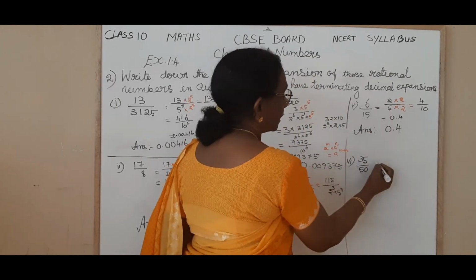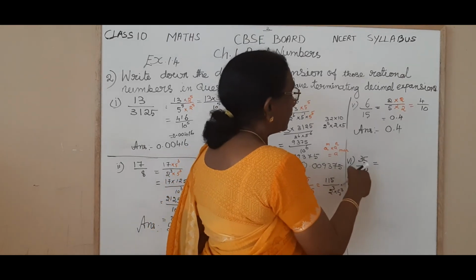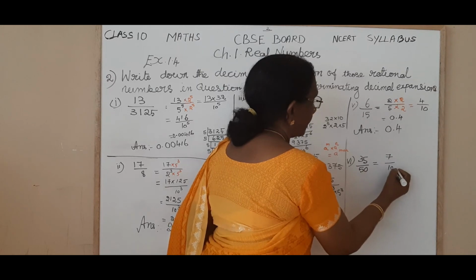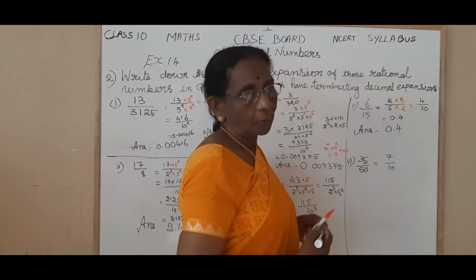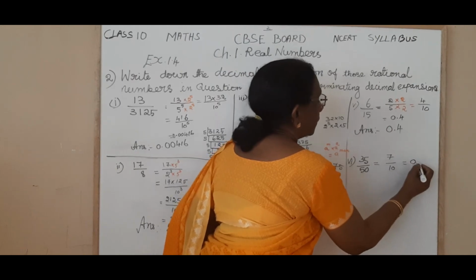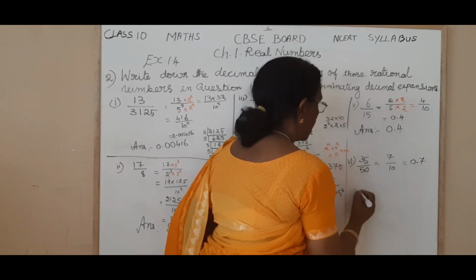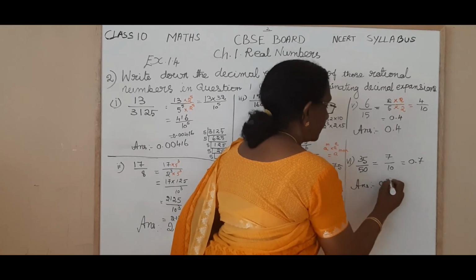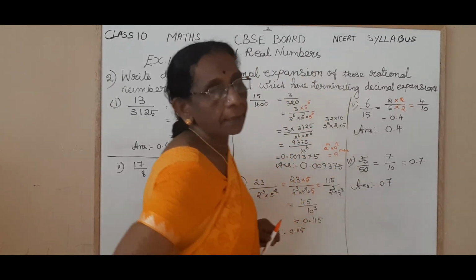Now here also you can simplify by 5. 7 5s are 35. 10 5s are 50. So the denominator is 10. So it is easy to write the answer 0.7. So the answer is 0.7. Is it clear, children?